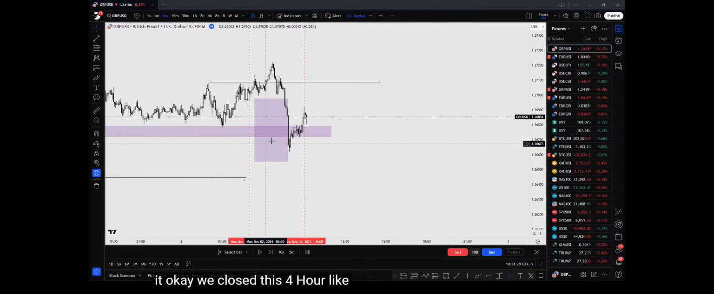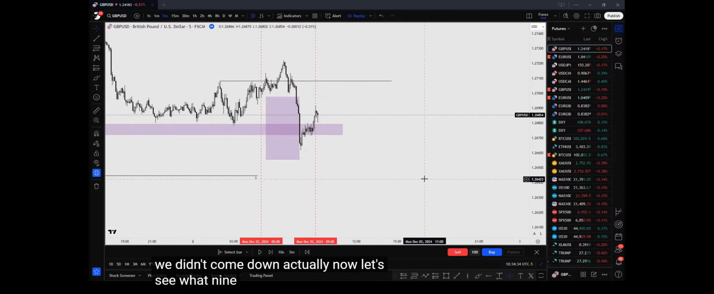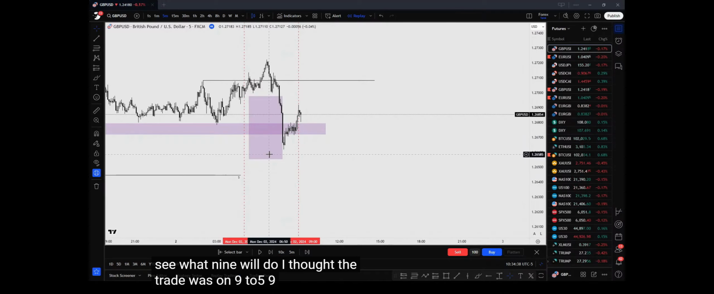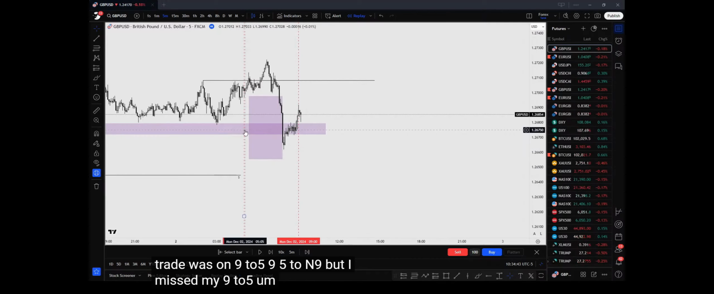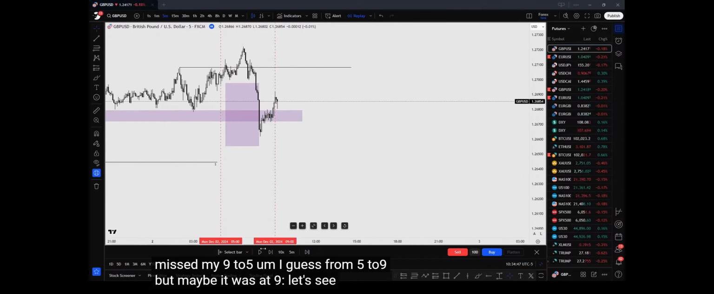Okay, we closed this 4-hour like this. We didn't come down, actually. Now let's see what 9 will do. I thought the trade was on 9.5, 5 to 9, but I missed my 9.5. I guess from 5 to 9, but maybe it was at 9. Let's see if we get a good reaction at the open.